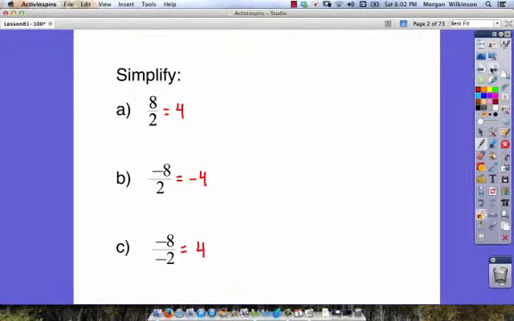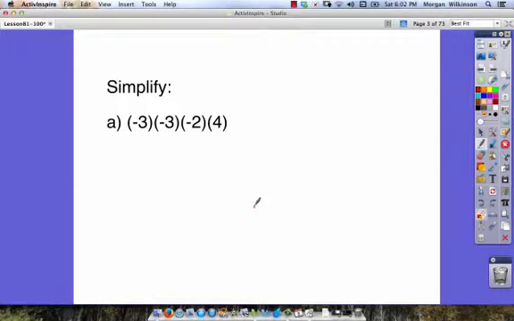Let's look at our next problem. Here we have to simplify. We have negative 3 times negative 3 times negative 2 times positive 4. Well, negative 3 times negative 3, that's the opposite of a negative, so we're going to get a positive, and 3 times 3 must be 9. So negative 3 times negative 3 must also be positive 9. Then we're going to multiply that by negative 2. Then we're going to multiply that by positive 4.